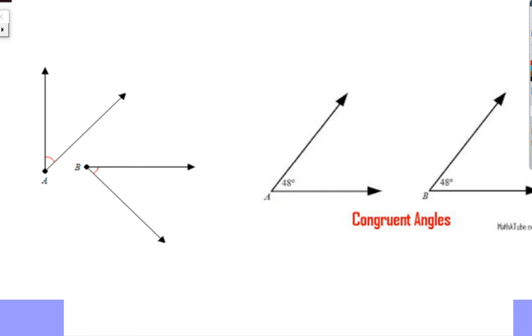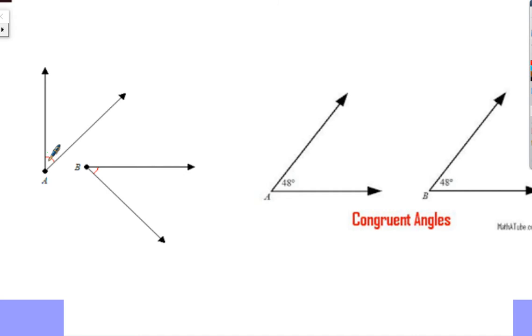Let's take a look at some symbolism here. When we're dealing with angles, how do we denote that two angles are in fact congruent to one another when they are in a diagram? Well, as we see here, angle A and angle B, these would be congruent angles. And how do I know that? Because they have the same number of arches. All right, so these little arches right here are what's going to denote an angle being congruent.